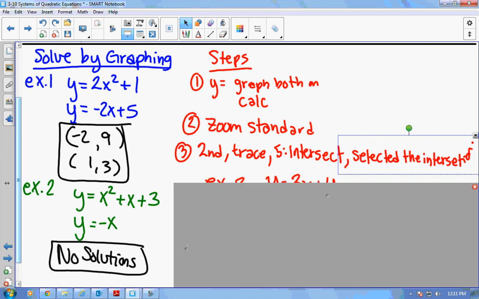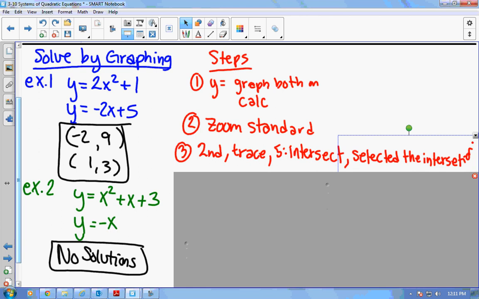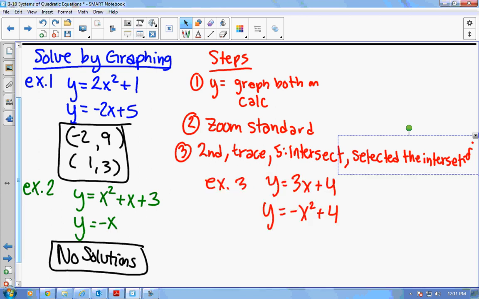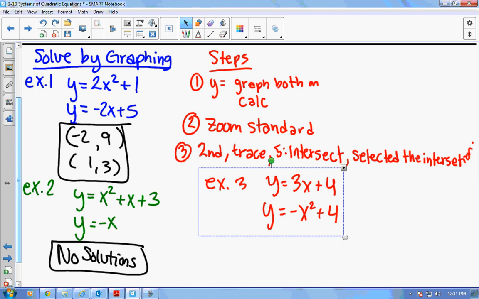I think that's the last one. Okay, so we're going to try one more. You have all the steps. Example 3, y equals 3x plus 4, and y equals negative x squared plus 4. Okay, Alex, the first equation on top, is that quadratic or linear?